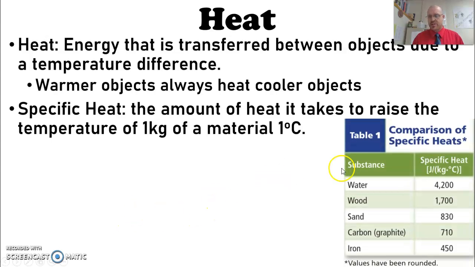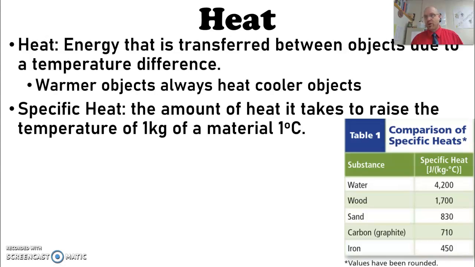Here are some comparisons of our specific heat. Now we notice that we have joules per kilogram in Celsius. Okay, so notice that's joules divided by kilograms, and then we have that times Celsius. 1 kilogram of material, 1 degree Celsius. So the specific heat of water is 4,200 versus iron, the specific heat is 450.